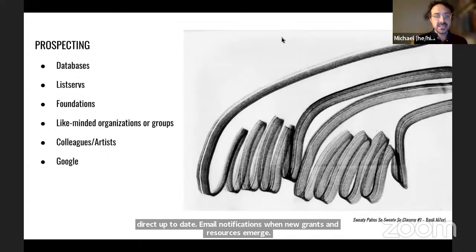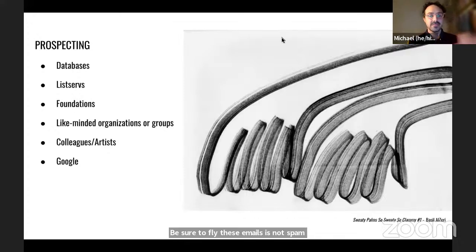Be sure to flag these emails as not spam, since they are definitely liable to be filtered by most email providers. And this is sort of your first principal resource in addition to Grant Connect. As well, foundations.